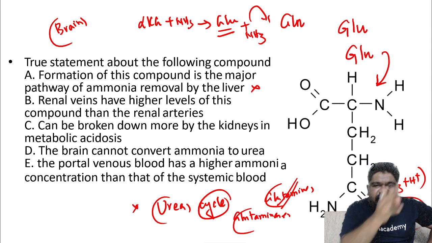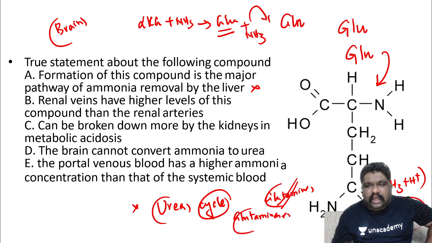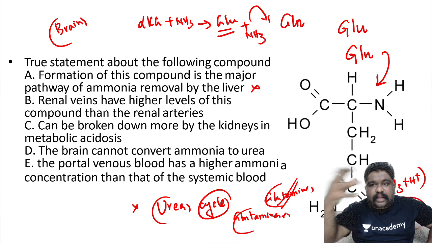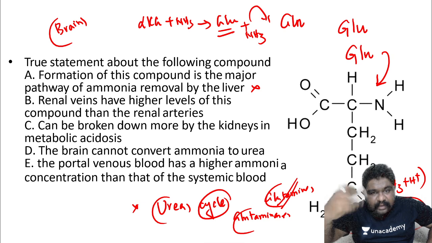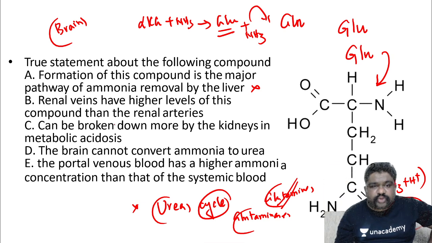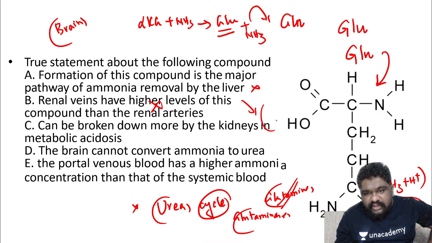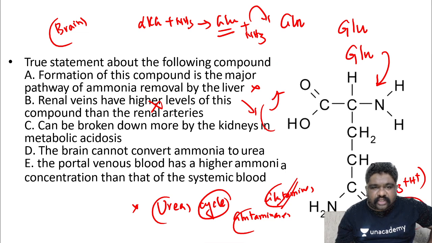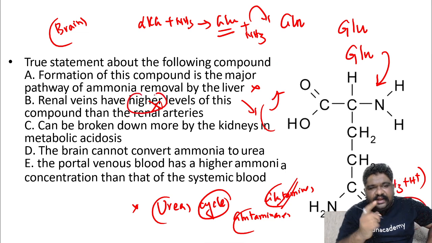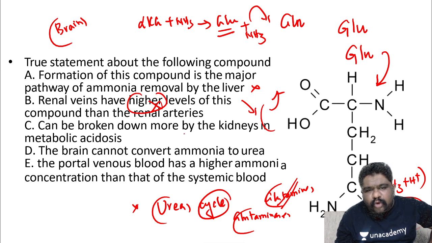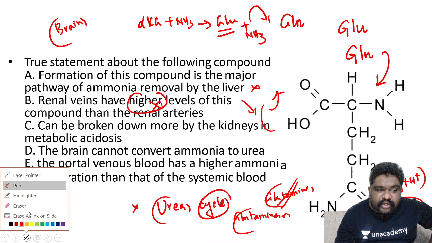So renal arteries will be supplying glutamine and the glutamine can be broken down. The remaining alpha ketoglutarate or glutamate can be taken back by the renal veins. So renal veins having higher levels of this compound than arteries is a wrong statement, because renal arteries are bringing the glutamine to the kidney while it is taking glutamate back into the peripheral circulation. So it has lesser levels. Next, look at it. Can be broken down more by kidneys in metabolic acidosis. That is an absolutely true statement.